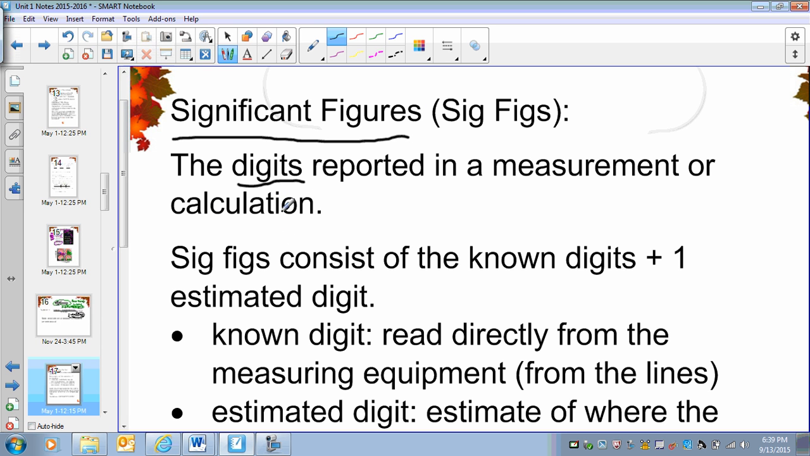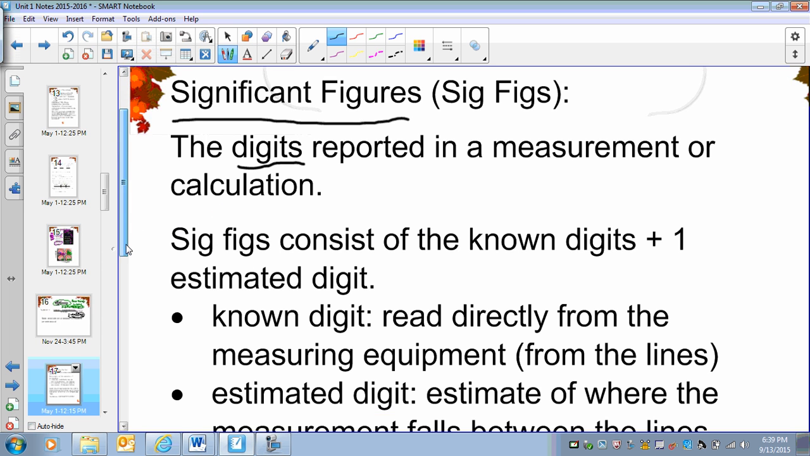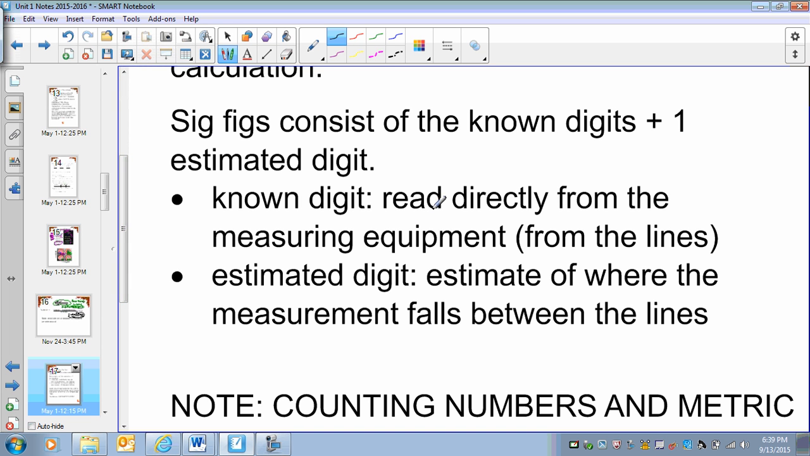There are different rules to calculate significant digits. Significant digits consist of known digits and estimated digits. Known digits are read directly from the measuring equipment. So if you are recording the volume from a graduated cylinder, whatever the volume is that you read exactly from the equipment, that is a known digit.